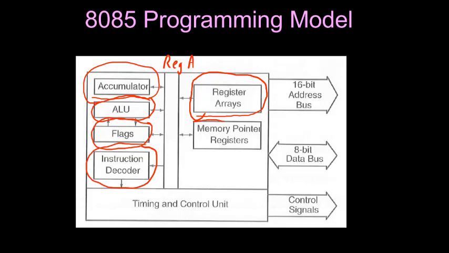Then we have memory pointer registers. Because memory is outside the microprocessor, we need to point to the memory location. So these memory pointer registers point to the memory locations. If you want to communicate with the memory, we use these memory pointer registers. Then we have the timing and control unit. It is used for providing the necessary timing and control signals.